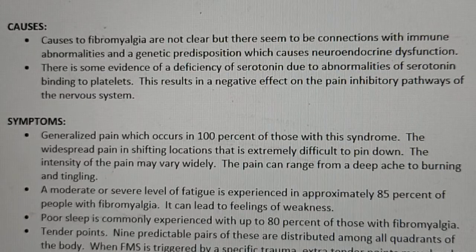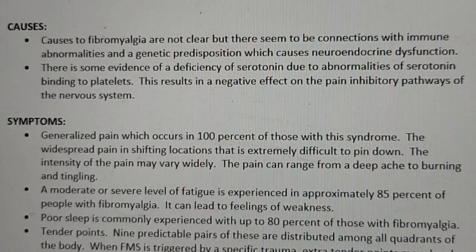Causes of this condition. So the causes are not clear, but there seem to be connections with immune abnormalities and a genetic predisposition which causes neuroendocrine dysfunction, the nerve and endocrine system dysfunction. Now, there is some evidence of a deficiency of serotonin due to abnormalities of serotonin binding to platelets. Okay, this results in a negative effect on the pain inhibitory pathways of the nervous system. So it involves the nervous system, guys.